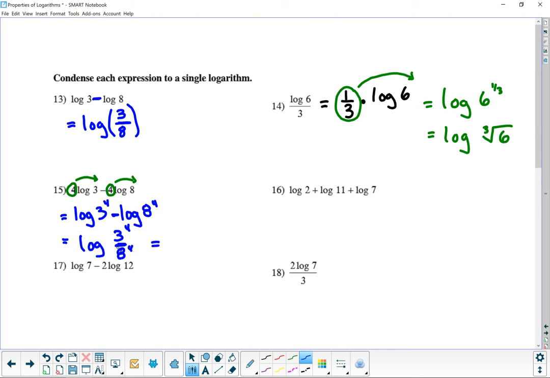You can even go one step further and factor, not really factor, but it works the same way. Factor the 4 out of both of these, the 3 on top and the 8 on the denominator, and you'll finally get a log of 3/8 to the 4th power. Again, we could have gone a different route with this as well. We could have combined it first.